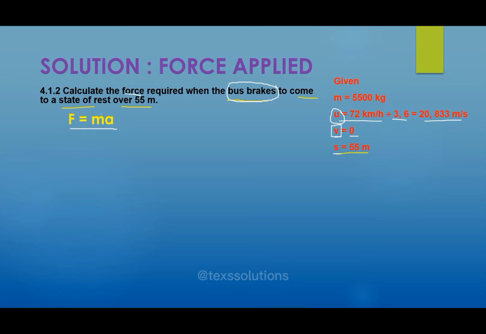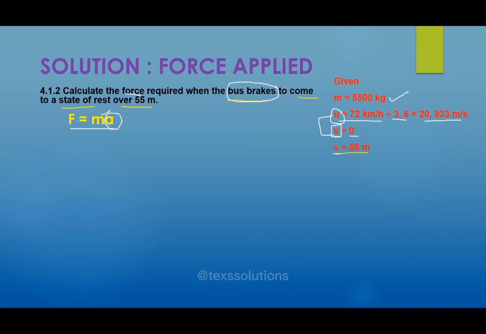The first value I need is the mass, and according to my given information, I now have the mass of 5,500 kilograms. I still require acceleration, and we do not have acceleration. So we need to check if the object is accelerating. Since I have an initial velocity and a final velocity, it now means the bus is accelerating. How do we know that? Because acceleration is the rate of change of velocity.